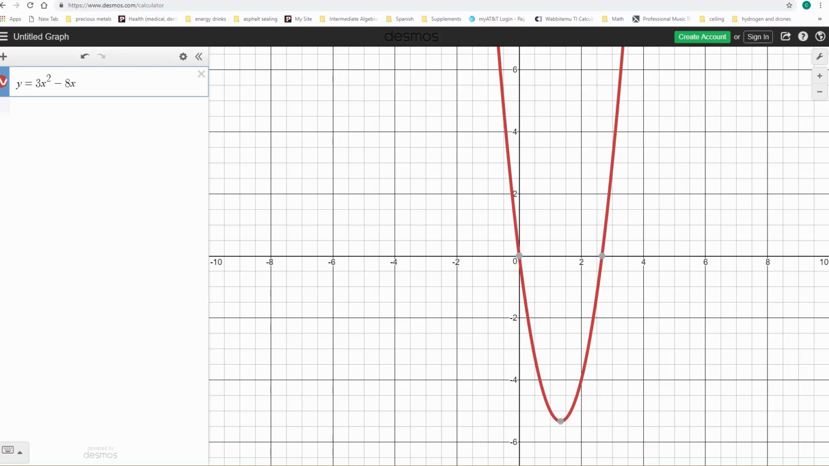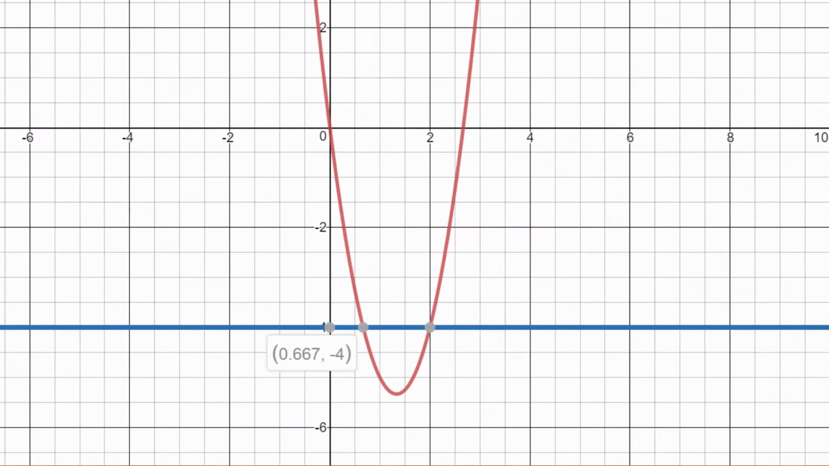So we want to find the inputs that correspond with an output of negative 4. Negative 4 would be a height value, remember. So I'm just going to graph a horizontal line at y equals negative 4. Go over to your input box and hit enter. And then here you do have to type in y and then equals negative 4. And then that's going to graph to be a horizontal line at a height of negative 4.